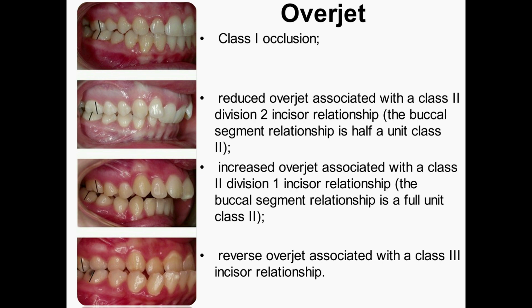Next, reduced overjet associated with the class 2 division 2 incisor relationship. The buccal segment relationship is half a unit class 2. Then, increased overjet associated with a class 2 division 1 incisor relationship. The buccal segment relationship is a full unit class 2. And next, reverse overjet associated with the class 3 incisor relationship.